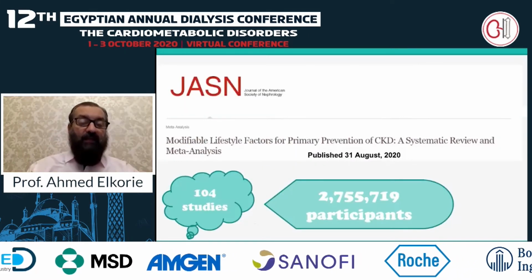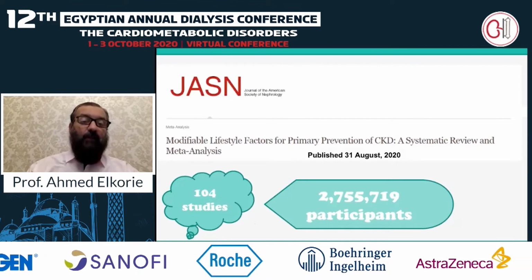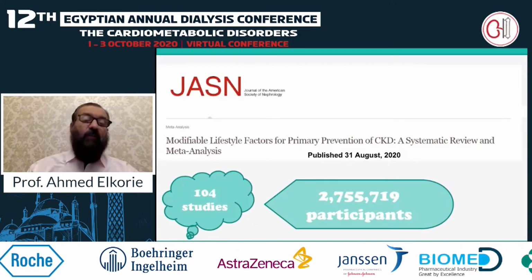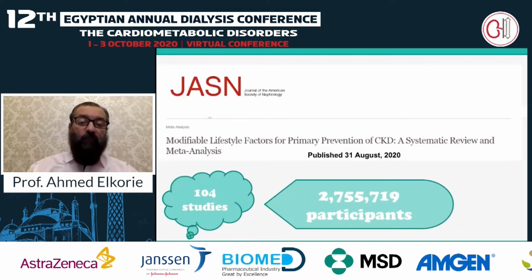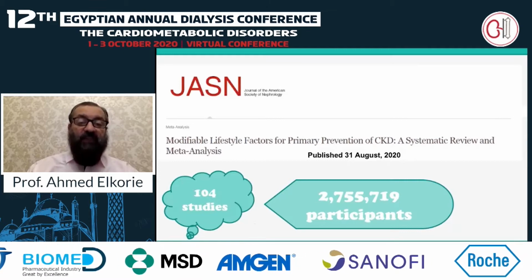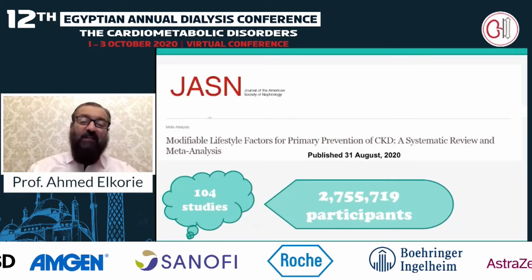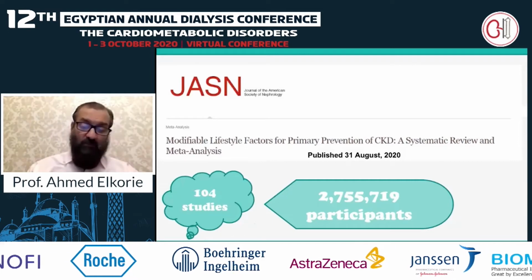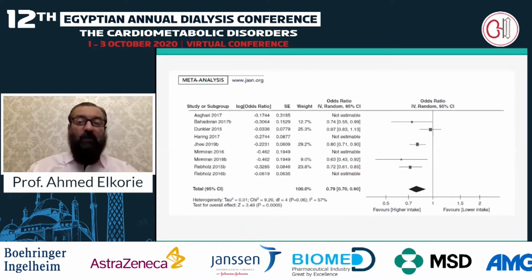And again, just a few days ago, a paper was published in the Journal of the American Society of Nephrology on modifiable lifestyle factors for the primary prevention of CKD. This is a systematic review of 104 studies with a meta-analysis of more than 2 and 3/4 million participants. And look at the results.